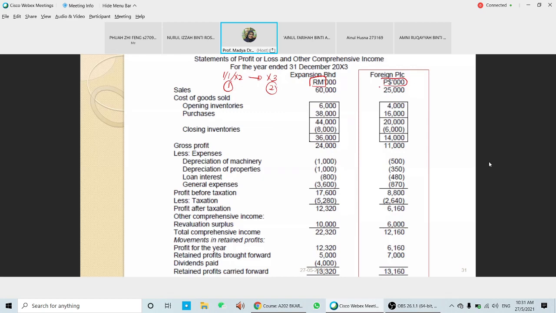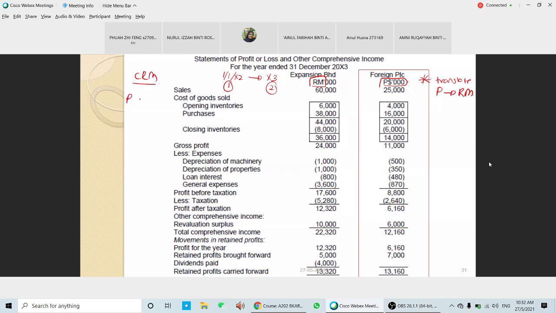So the thing that we need to focus on here is this Foreign, because we need to translate it from peso to ringgit Malaysia. So this is what you have. For the income statement items, remember that we are using the closing rate method when we translate.